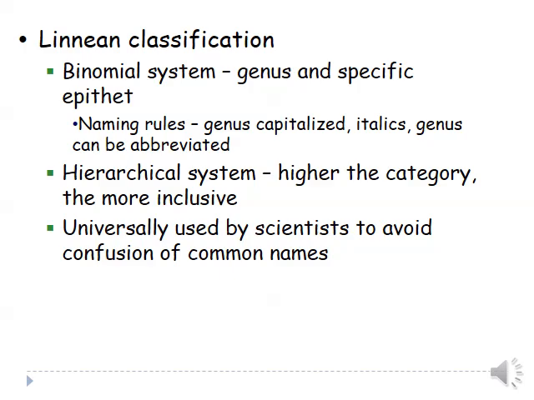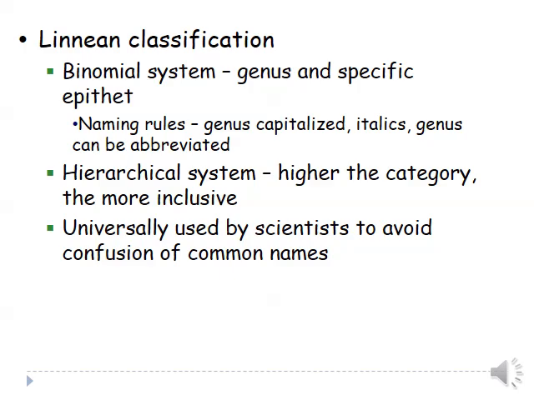Again, here are the naming rules. Genus is capitalized. The terms are written in italics. Often the genus is abbreviated. An example of this would be the bacteria E. coli, which sometimes you hear about high E. coli levels found in water supplies or contaminated foods. But the E in E. coli stands for Escherichia, so that's kind of a real mouthful. So normally we just say E. coli.